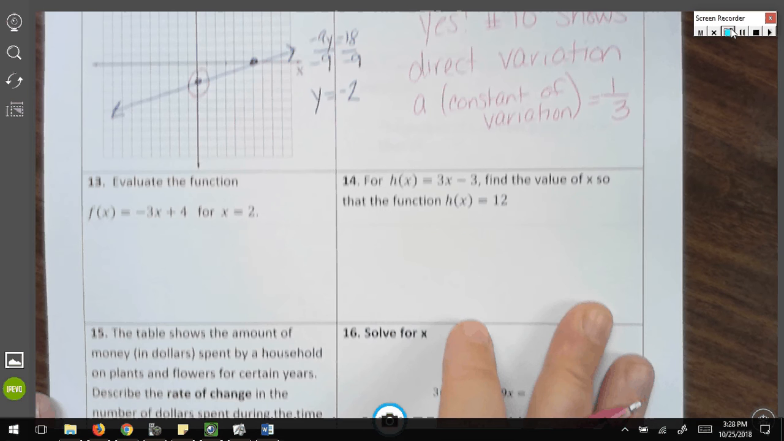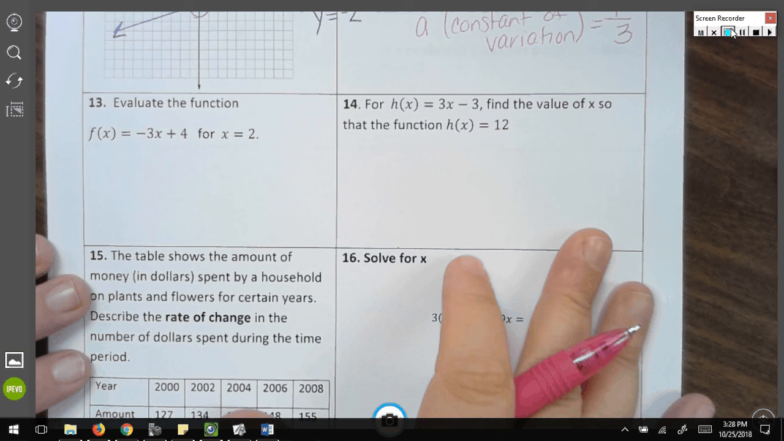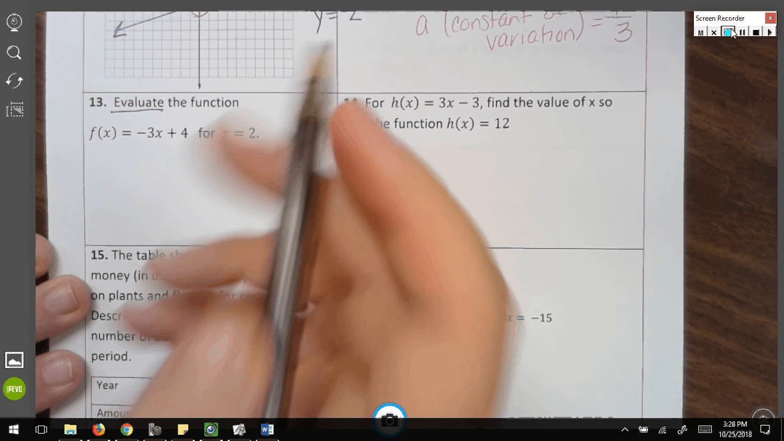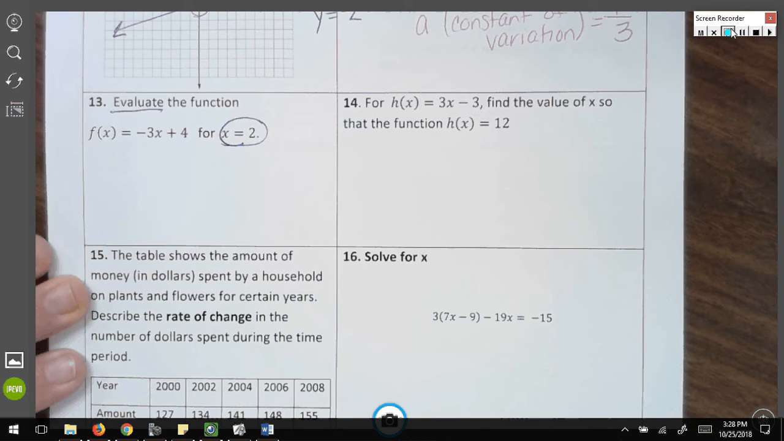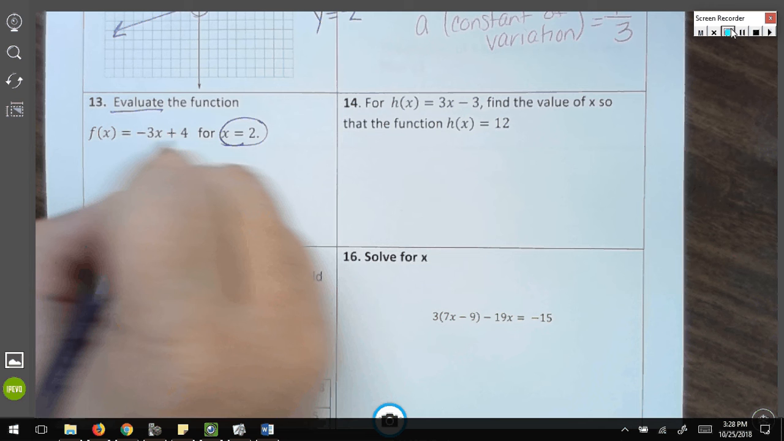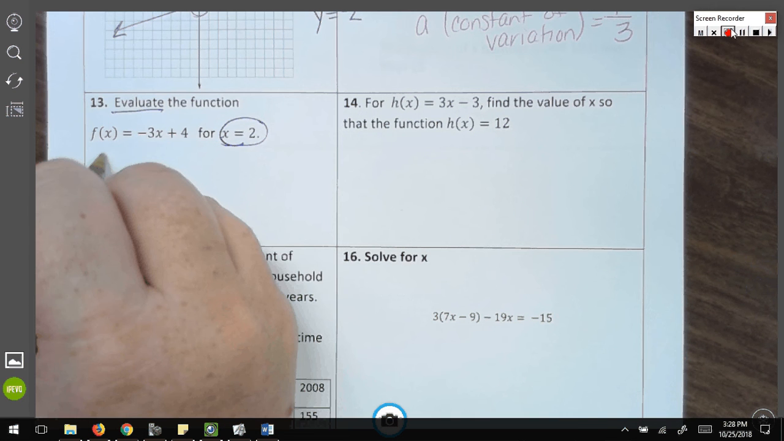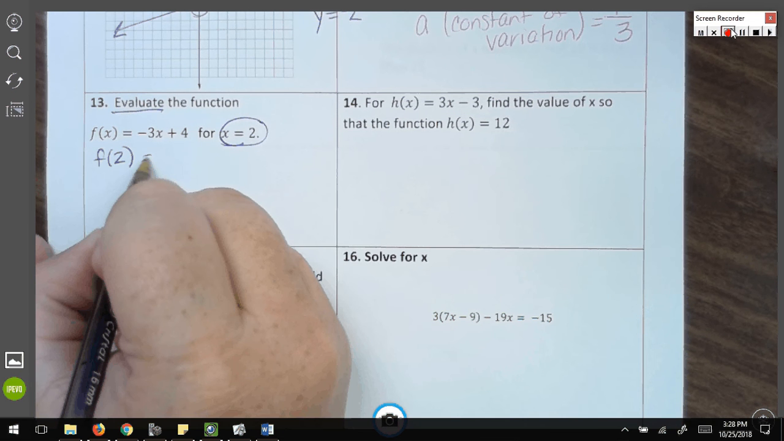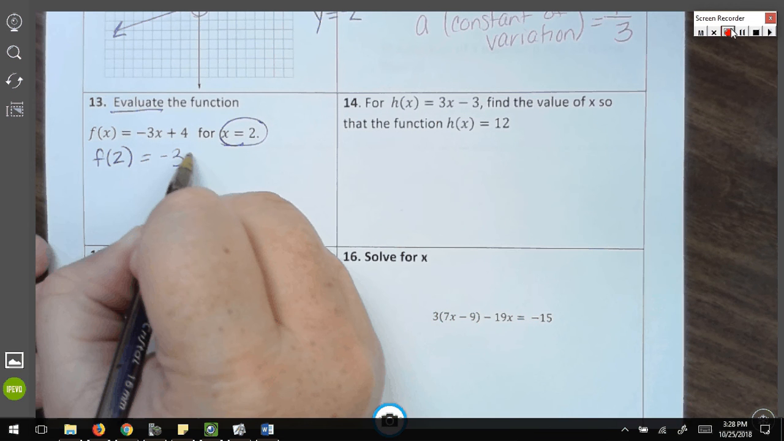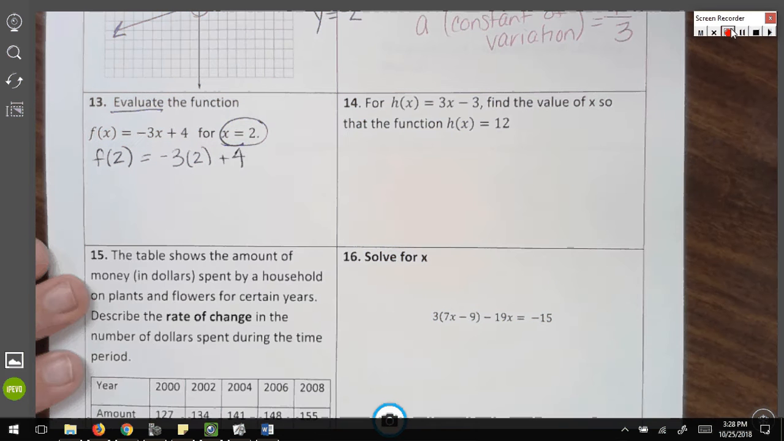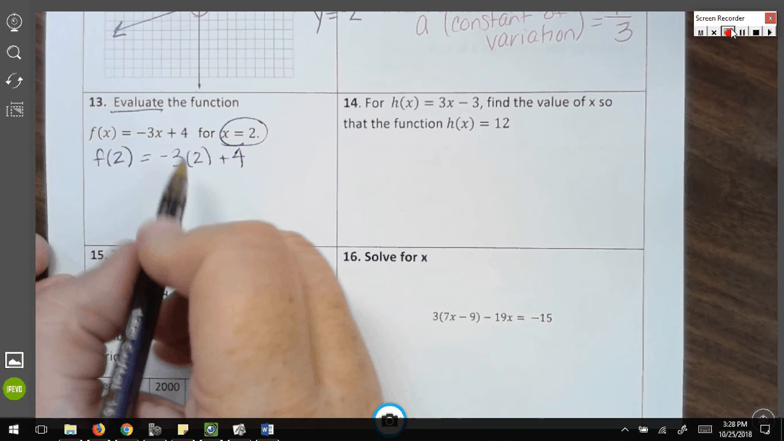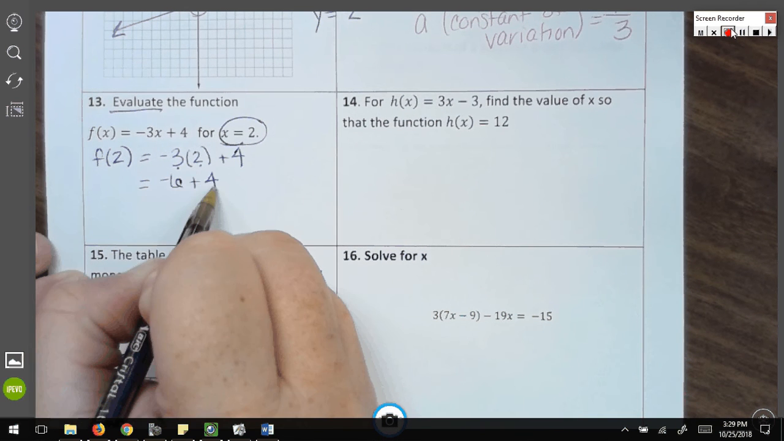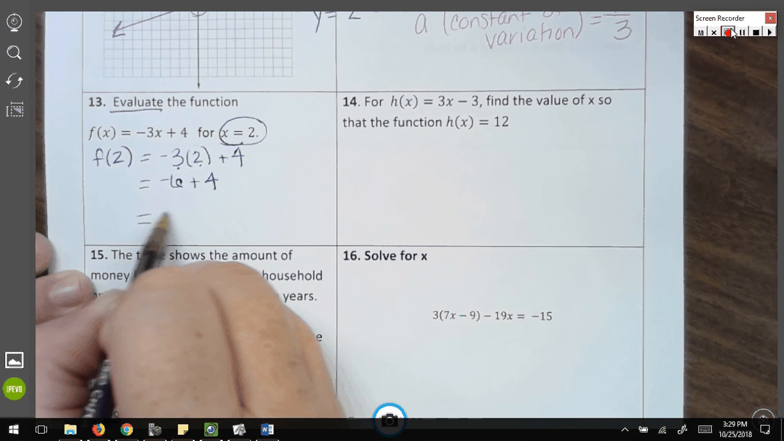Moving on, number 13, evaluate the function. Okay, evaluate just means tell me what it equals. If x equals 2, that means everywhere I see an x, I'm putting a 2. So f of 2 equals negative 3 times 2 plus 4. It's that easy. Plug in and simplify. So this equals negative 3 times 2 is negative 6. Plus 4 is negative 2.